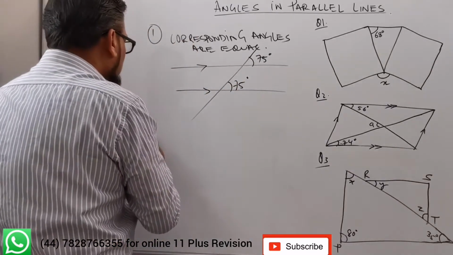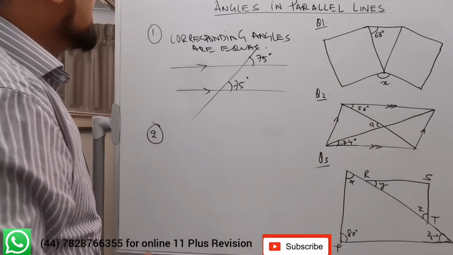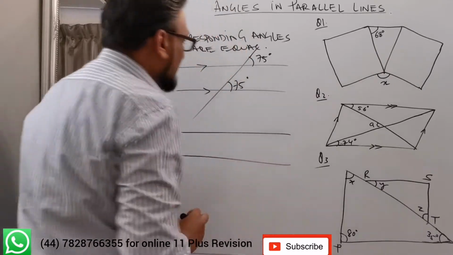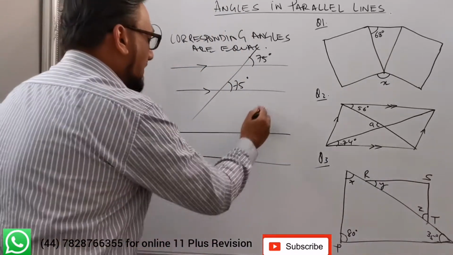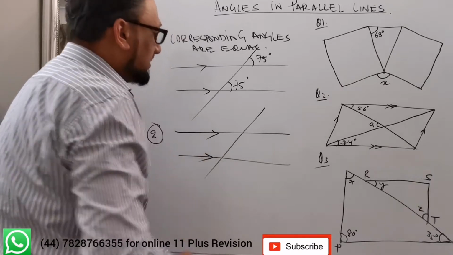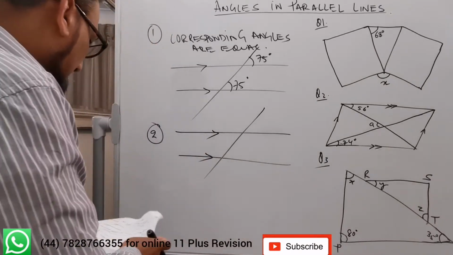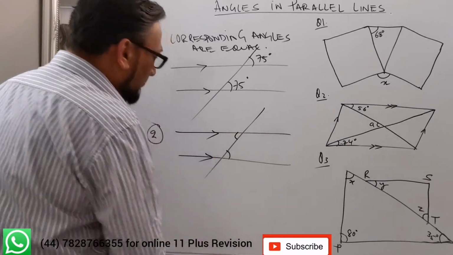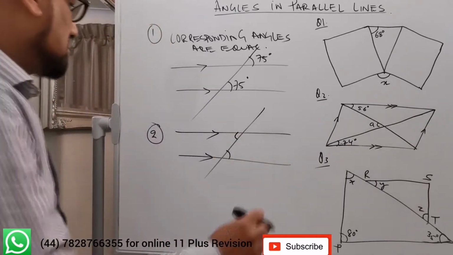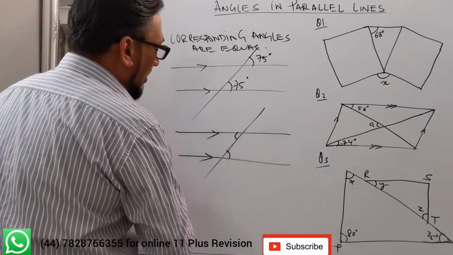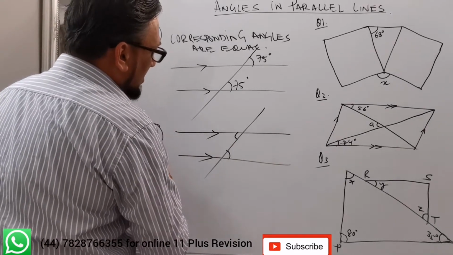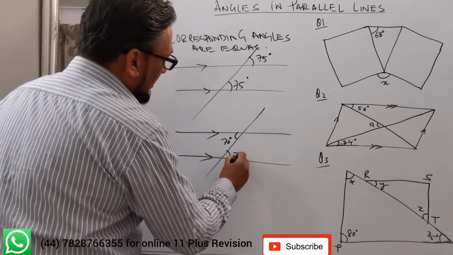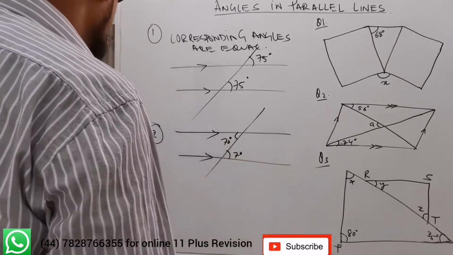And the second type of angle in parallel lines is called alternate angles. These are the parallel lines, and the alternate angles are this angle and this angle. They make the shape of a Z. So if I say this is 70 degrees, this one is also 70 degrees.